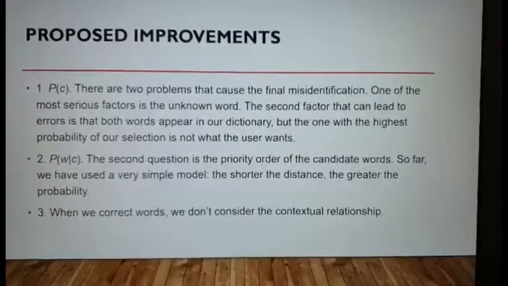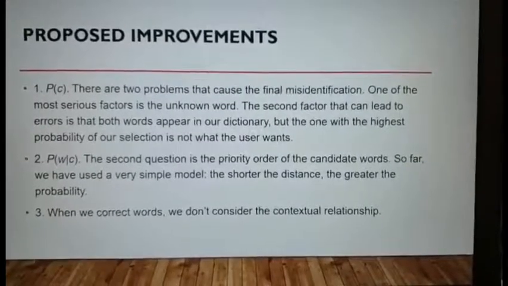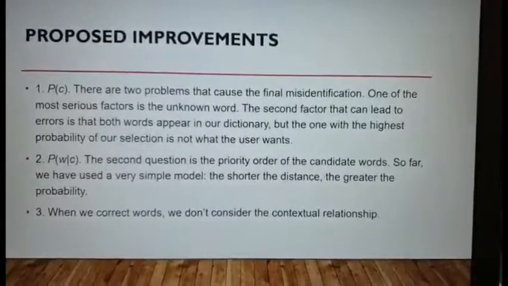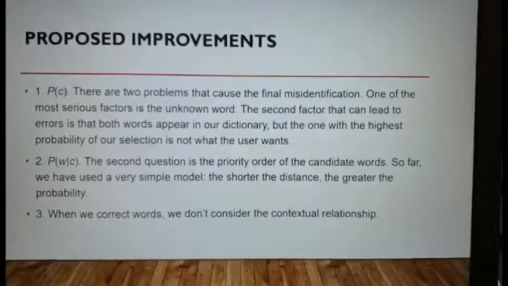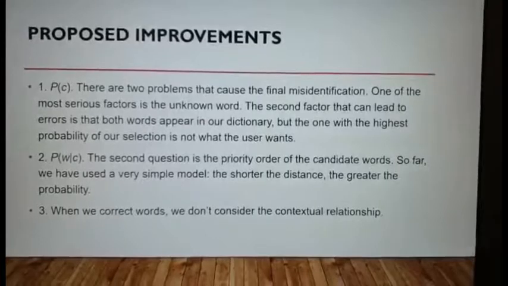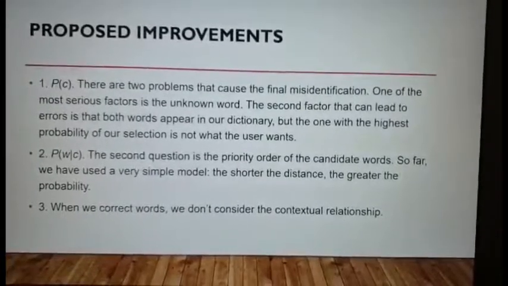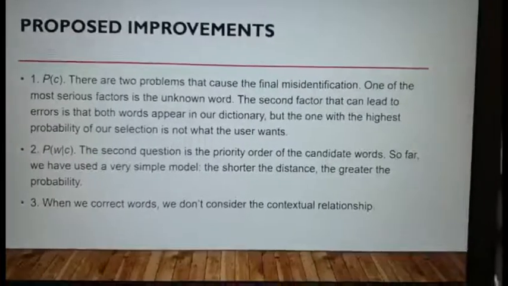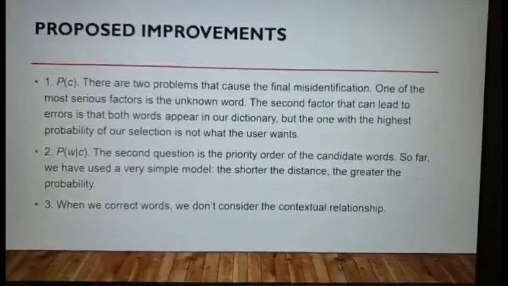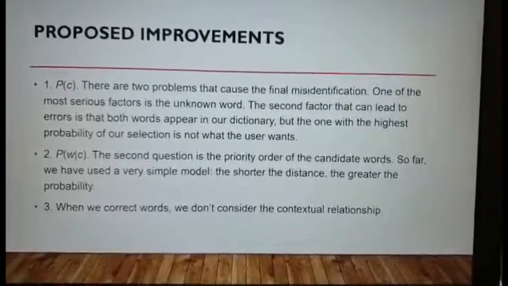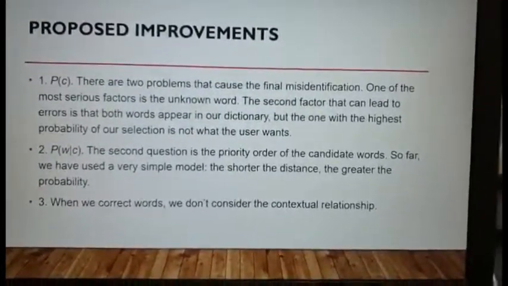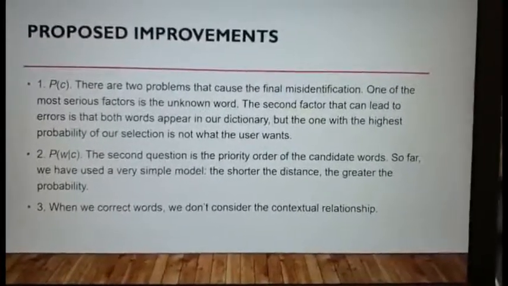And then the second question is the priority order of the candidate words. So far, we have used a very simple model: the shorter the distance, the greater the probability. And then the last one is when we correct words, we don't consider the relationship between the two words.